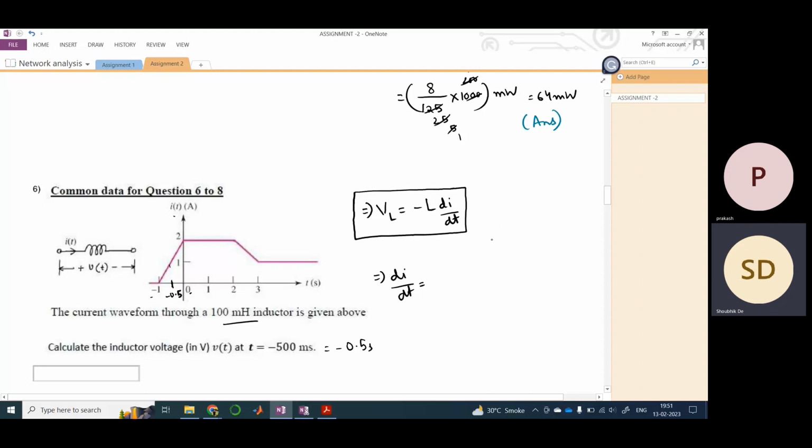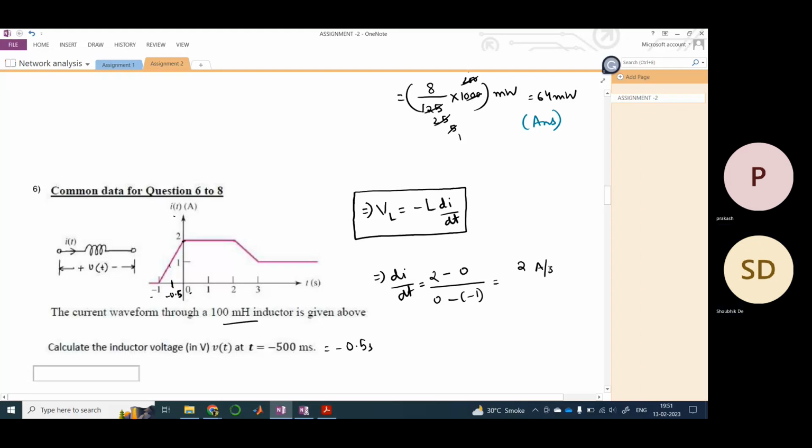So di/dt would be what? My final current is nothing but 2 amperes here. So 2 amperes minus my initial current, which is 0, divided by dt. dt is nothing but final time minus initial time, so 0 minus minus 1, which is 1. Therefore di/dt would be 2. So 2 amperes per second is basically the unit.